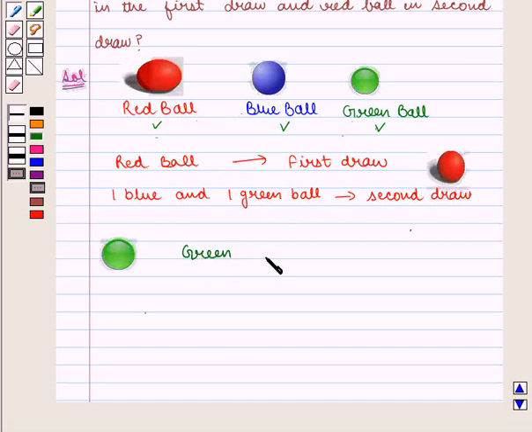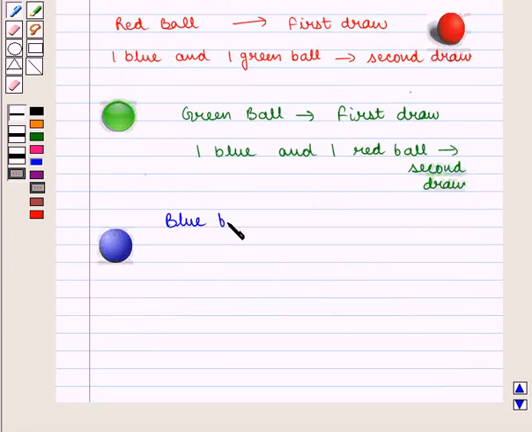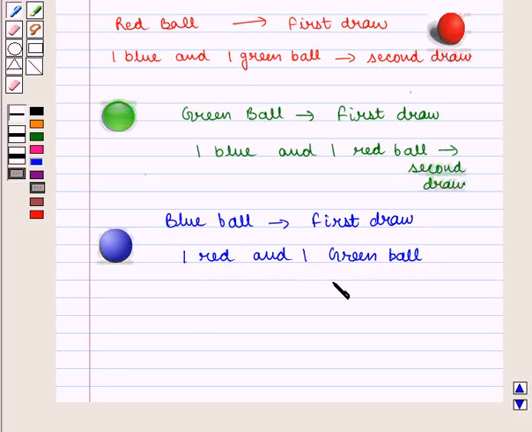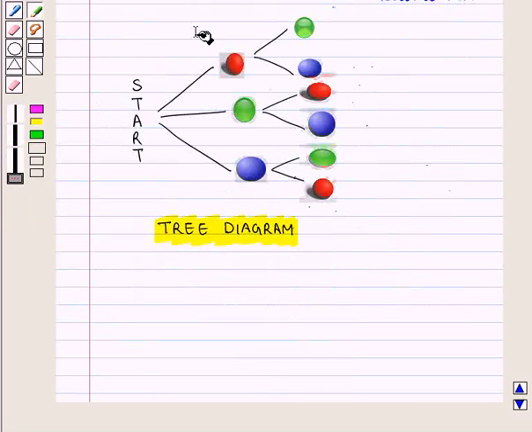Similarly, if we first draw a green ball, then we are left with one blue and one red ball, and we can draw either of them in the second draw. Similarly, if we draw a blue ball in the first draw, then we are left with one red and one green ball, and we can draw either of them in the second draw. And so we have the following tree diagram. And this is the required tree diagram.